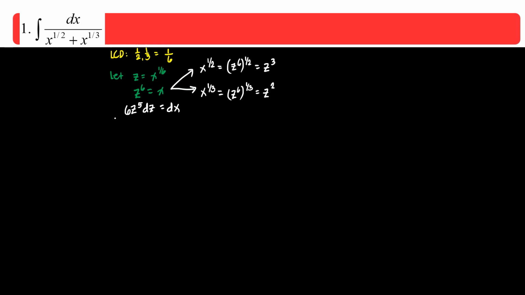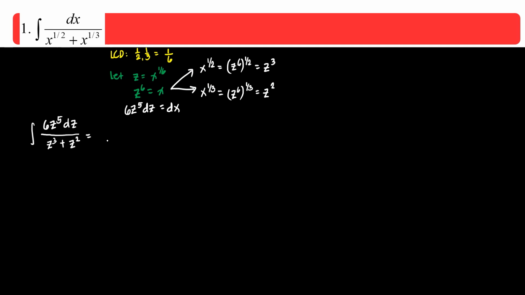So if we substitute everything using algebra, my dx will then be 6z to the 5 dz. And then at the bottom, my x to the 1/2 would be z to the 3rd. And then my x to the 1/3 is z squared. So how can we solve this?